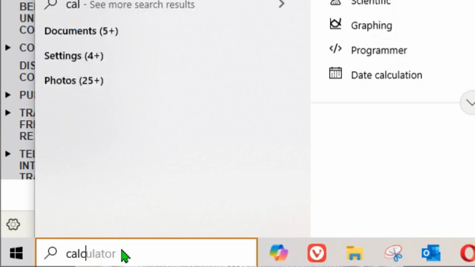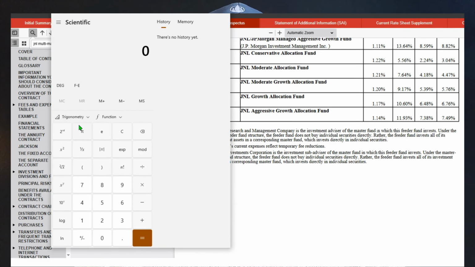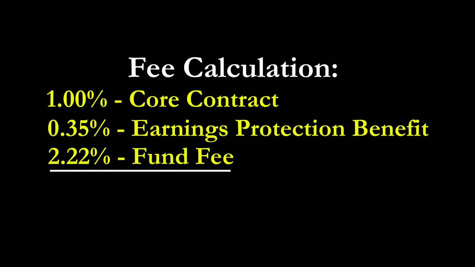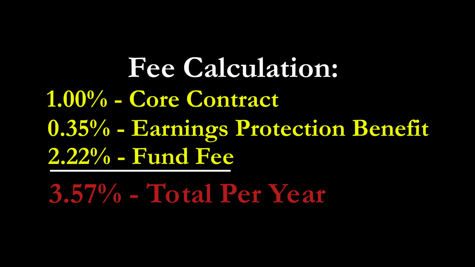Part 2, calculate the fees. So with these exact percentages, we can get a rough idea of what we're paying in total each year. I say rough because some of the calculations are based off of daily investment values that fluctuate, well, pretty much daily. So we'll pull up a calculator, and we know from our notes that our total fees are 1% for the core contract, 0.35% for the rider, and 2.22% for the fund fee. So that's a total of 3.57% per year.